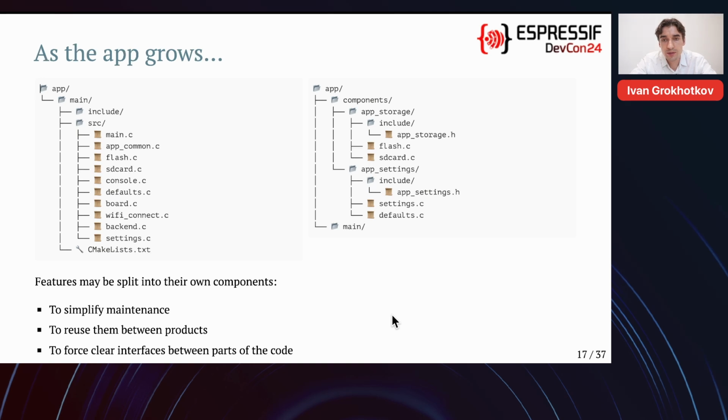And finally, sometimes creating separate components for different parts of your code forces you to think about responsibility of each source file, each header file, and create stronger and more clear interfaces between parts of the code. And that also helps with maintainability and avoids having really complex dependencies in your application.